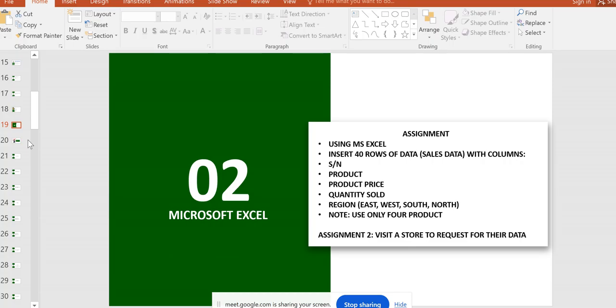Using MS Excel, insert 40 rows of data. Sales data with columns: serial number, product. Note, use only 4 products. You can visit a store to request for their data. Just make sure you are using only 4 products. Insert 40 rows of data: serial number, product, quantity sold.